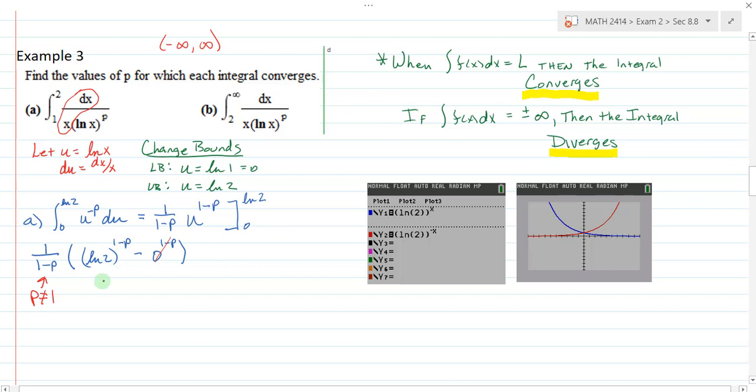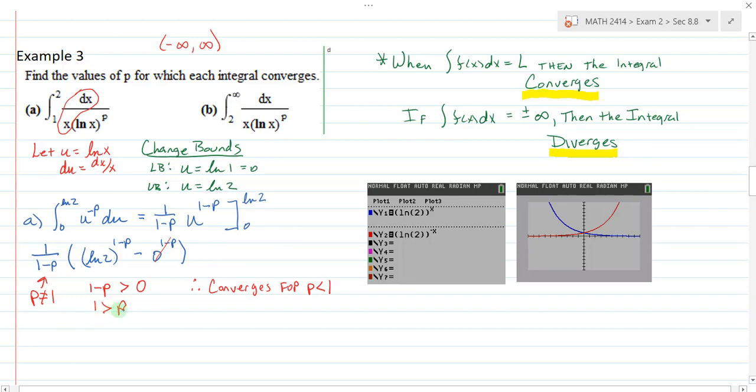So what that tells us is that 1 minus p, in order for this to converge, has got to be equal to a positive number. So that has to be greater than 0. When I solve this inequality for p, I'm going to add p to both sides, and I get 1 is greater than p, which means that p has to be greater than 1 in order for this to converge on the bounds from 1 to 2.